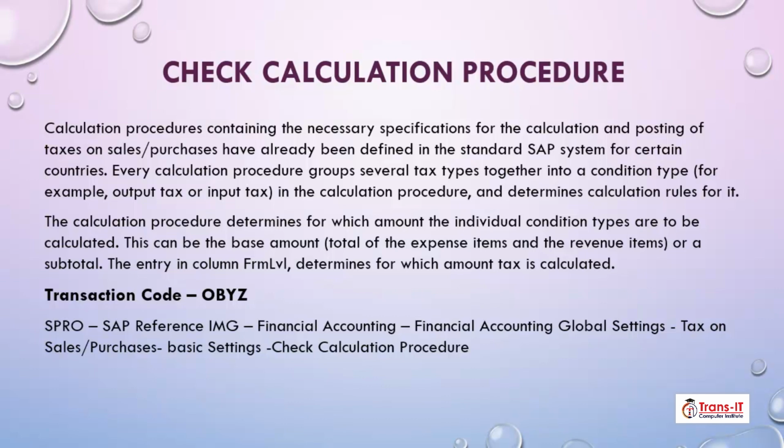Every calculation procedure groups several tax types together into a condition type, for example, output tax or input tax, in the calculation procedure and determines calculation rules for it. The calculation procedure determines for which amount the individual condition types are to be calculated. This can be the base amount, that means the total of the expense items and the revenue items, or a subtotal. The entry in the column From Level determines for which amount tax is calculated.